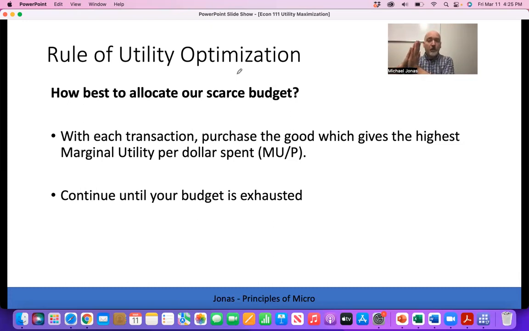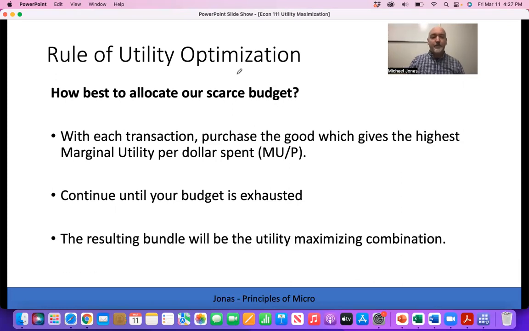But if at each step along the way, we have maximized utility per dollar spent, the resulting attainable, efficient bundle of goods will be utility maximizing. That's what I meant to say. Right? So that will answer the question of all the attainable, efficient bundles out there, everything that we can afford on that budget constraint, which one is going to give us the best outcome? It'll be the result of this process.